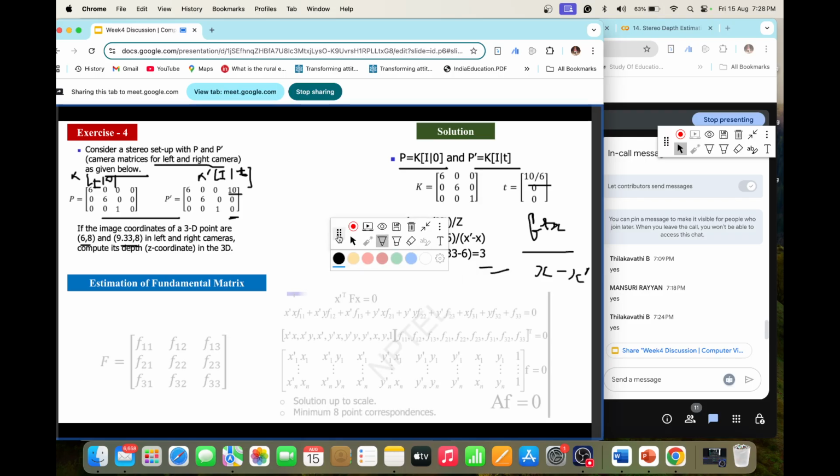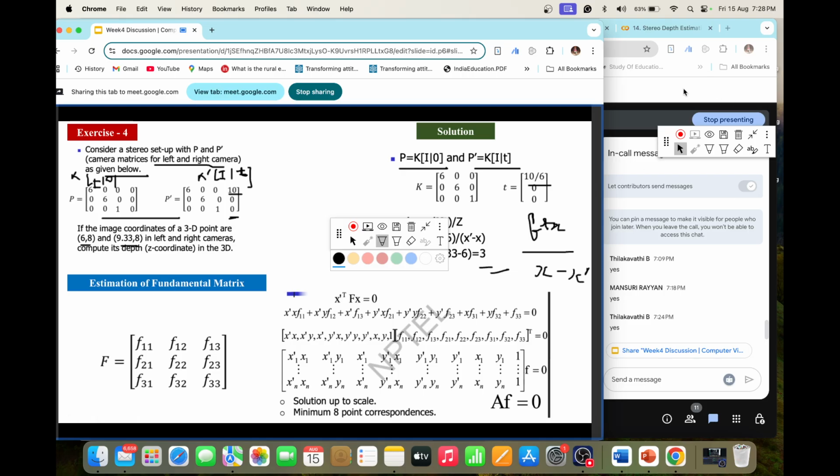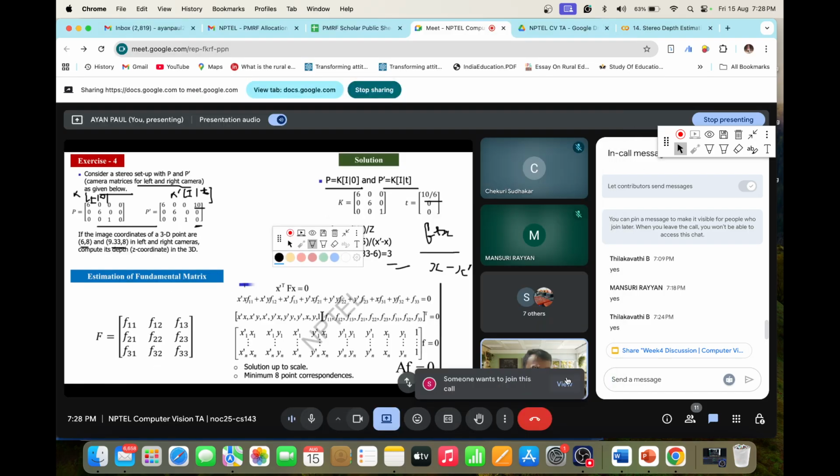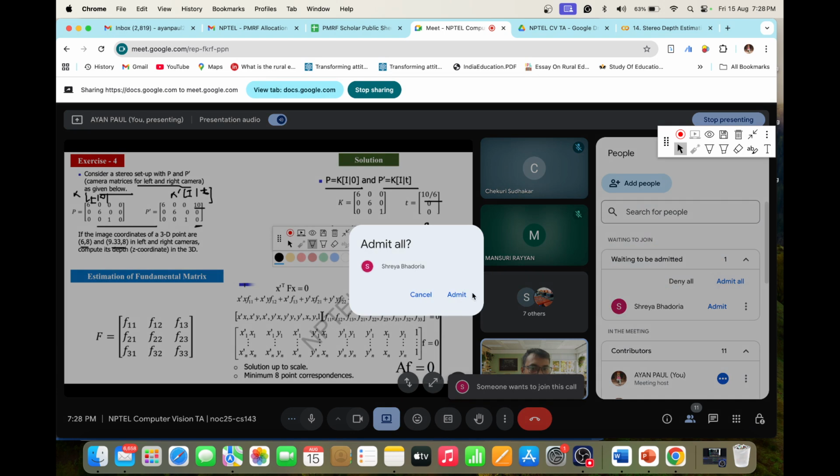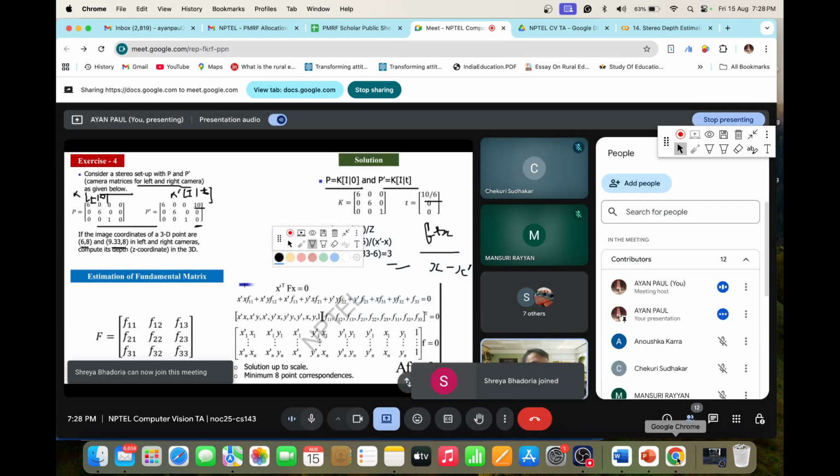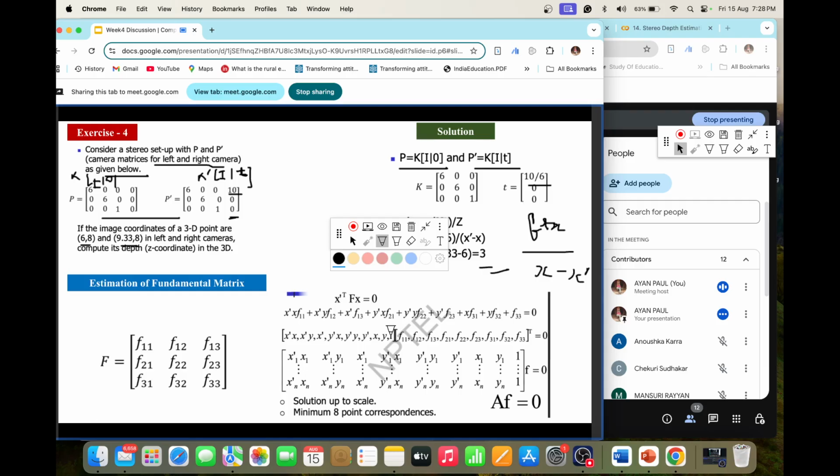Now we have this last thing, that is estimation of the fundamental matrix. I have already told you: a fundamental matrix is nothing but a 3 cross 3 matrix, and one value we always fix for scaling.